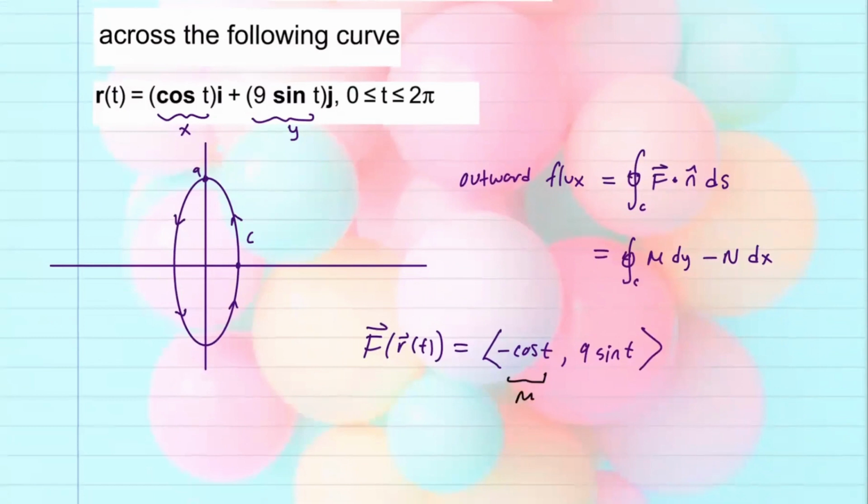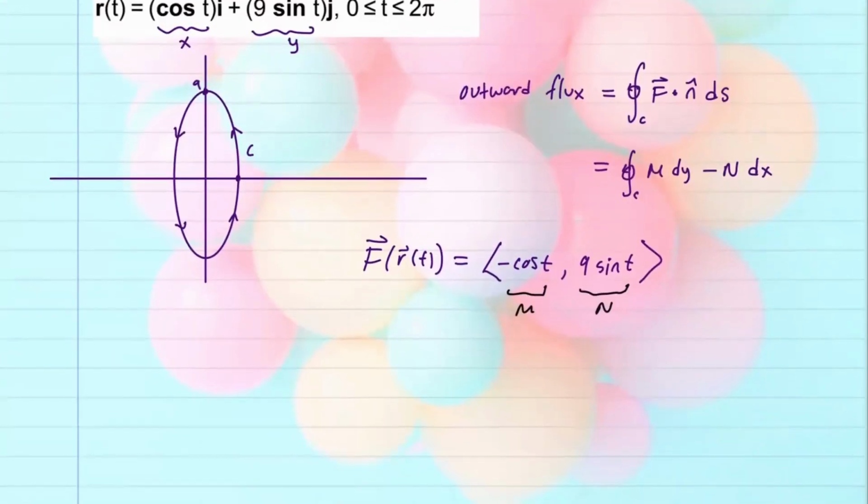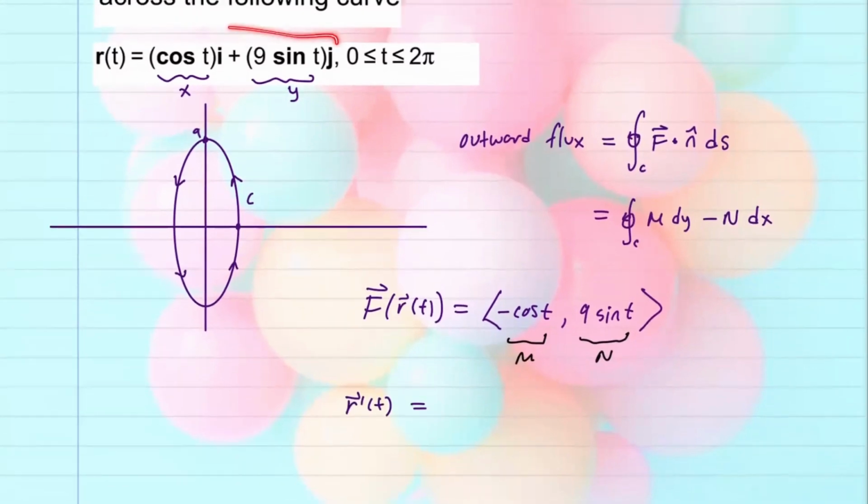So this will be your m, and this is your n. So use the integral. Now we also need another thing, our derivative. So we need to find r prime of t. So we take the derivative of r of t right here, with respect to t, component-wise.